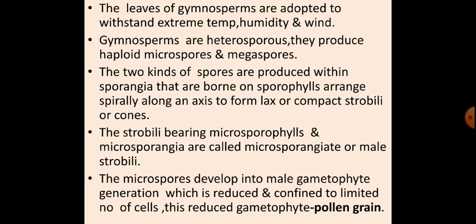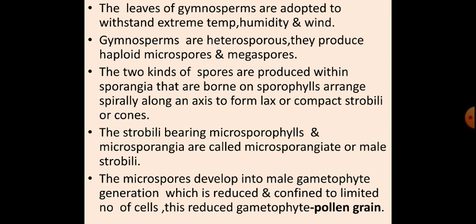The strobili bearing microsporophyll and microsporangia are called microsporangiate or male strobili. So you can understand, gymnosperm is a sporophytic plant body. It will contain sporangia. Sporangia will contain sporophyll. Sporophyll will form a structure called strobili or cones. Now these spores are produced in the spore mother cell to give you what? Gametophyte, male and female gametophyte.